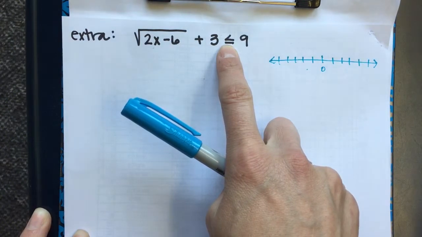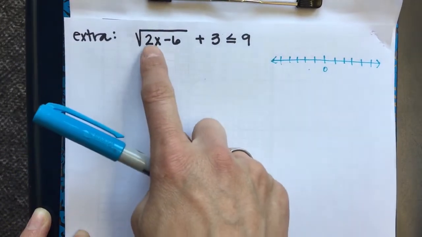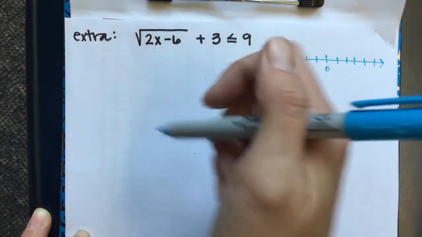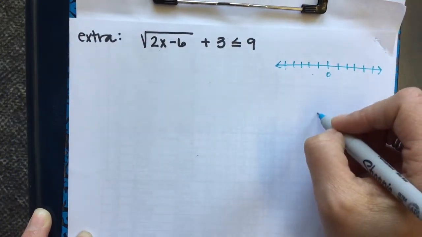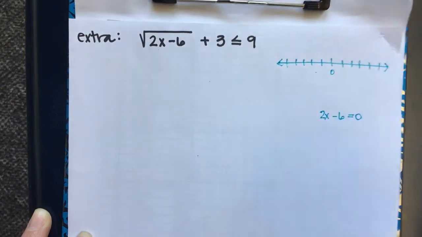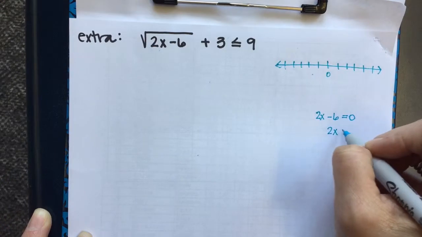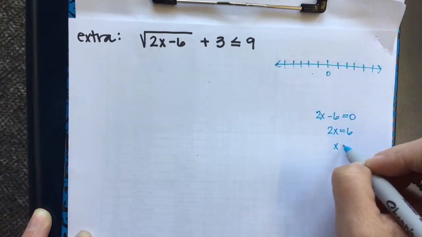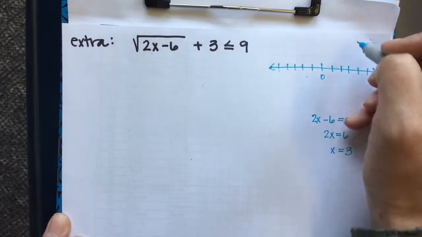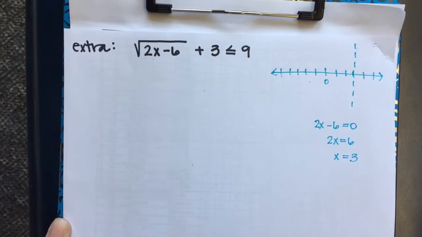So the first number that I'm going to make my little dashed line, my first barrier, is whatever makes this radical equal to 0. So the part that's inside the radical, that 2x minus 6, I'm going to set equal to 0 and solve for x. So add 6 to both sides and divide by 2. X equals 3. So 1, 2, 3, that's my first boundary that I'm going to draw.